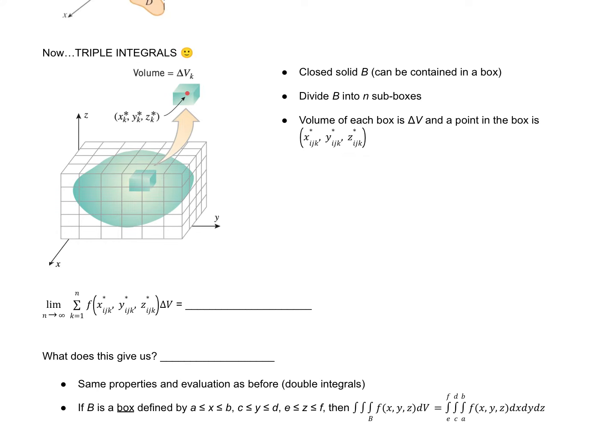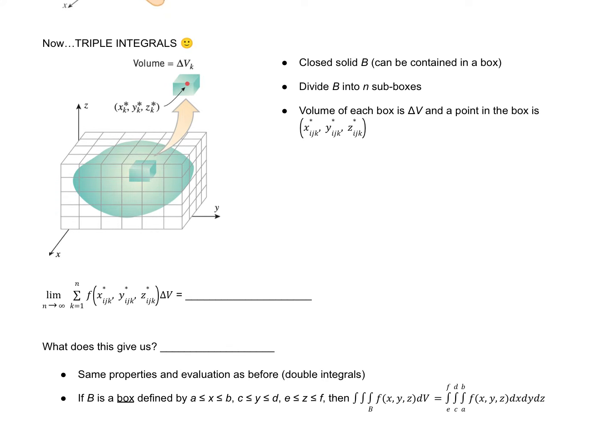So what we're doing then is taking the volume of each box, multiplying by the function value of that box, and taking the limit as n goes to infinity. When we do, what that gives us is the triple integral over the region B of f of x, y, z dV. And so the question is, why do we care about that? What does a triple integral practically mean to us?